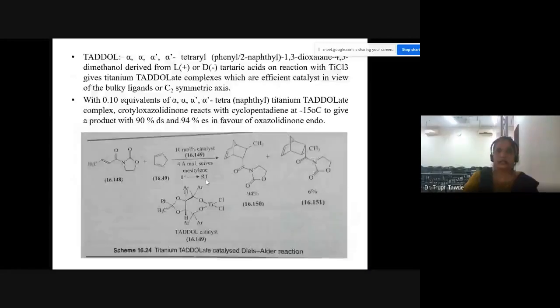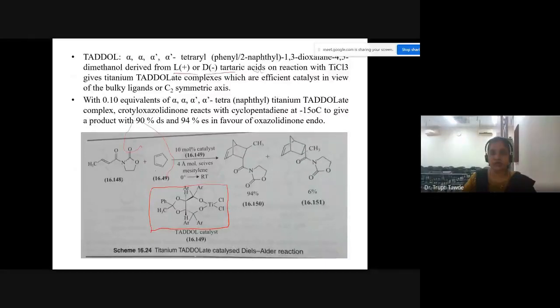Similarly, this catalyst is TADDOLs. TADDOL is a titanium complex with tartaric acid. That is called TADDOL. It is the catalyst formed from L-plus or D-minus tartaric acid with titanium tetrachloride. If you remember, in the Sharpless epoxidation we studied, we also studied DET with a titanium complex. So this is the TADDOL catalyst, and it is used for this reaction.